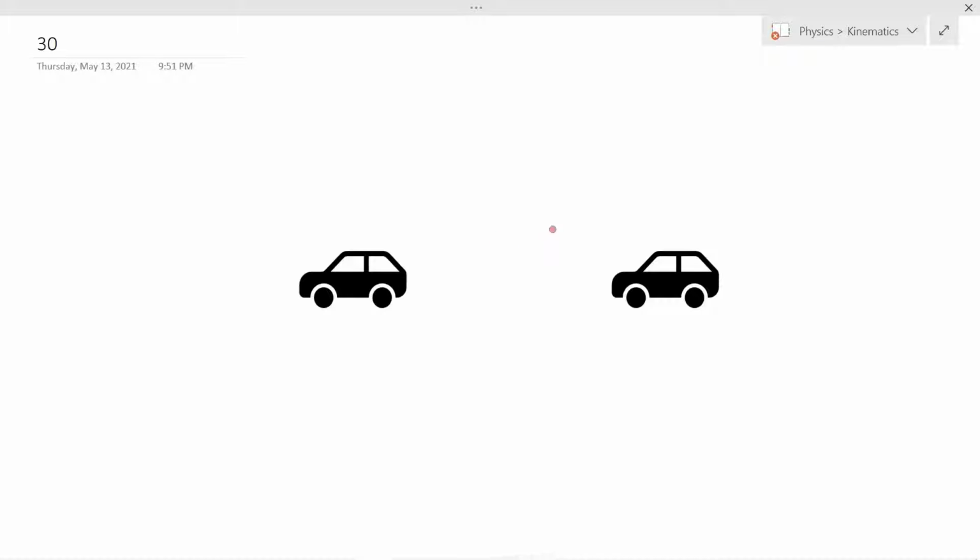Consider these two cars. Let's name them A and B. Suppose car A is moving with a velocity of 60 meters per second towards left, and car B is moving with a velocity of 80 meters per second, again towards left. These velocities, 80 meters per second and 60 meters per second respectively, are the velocities with respect to ground.